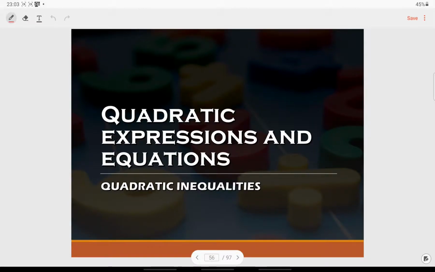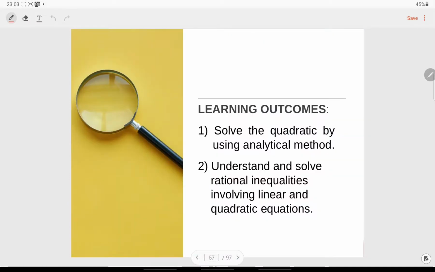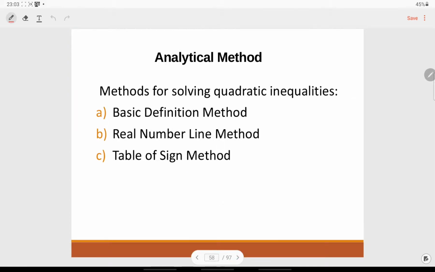Move to the next topic, about quadratic inequalities. The following are the learning outcomes. We start with this one: how to solve quadratic inequalities. Quadratic inequalities can be solved analytically, using the analytical method. In order to solve quadratic inequalities using the analytical method, we have three different methods: a basic definition, the real number line, and also the table of sign method. So we'll cover one by one.